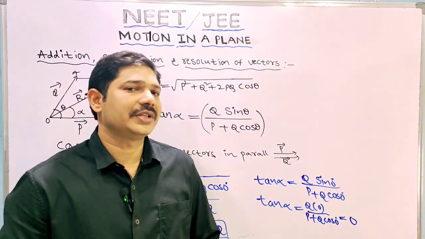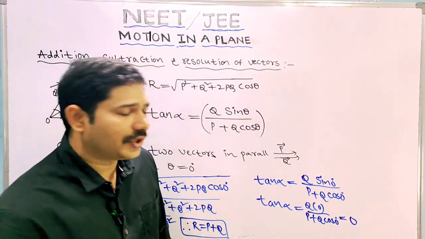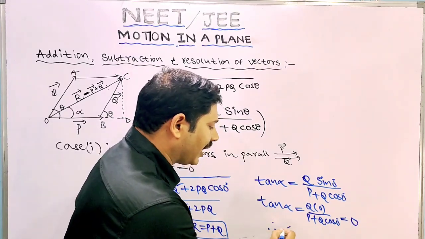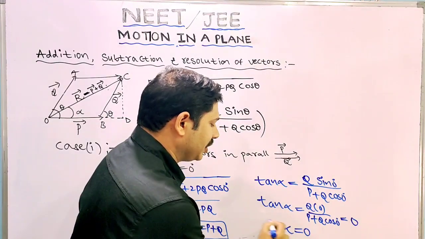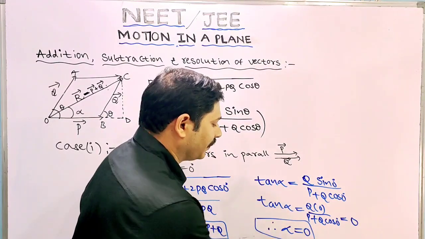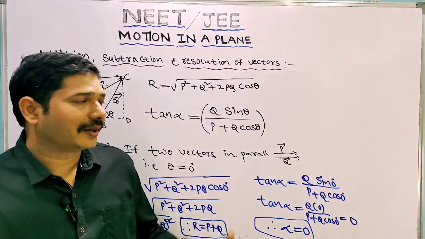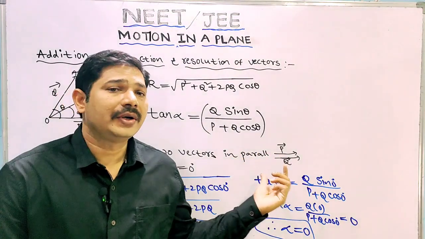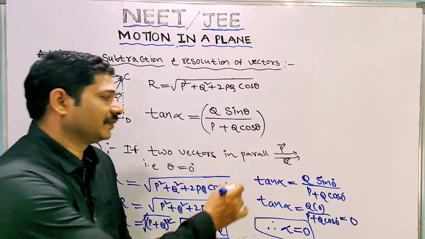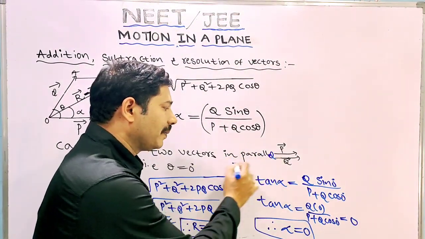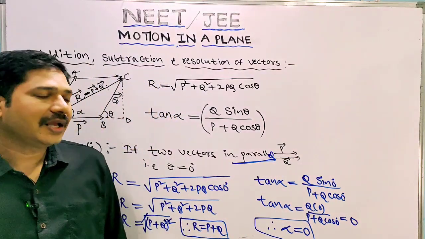In the tan function, when do we get 0? For 0 degrees only. Therefore, alpha equal to 0. Alpha value is 0. So there is no direction. Alpha value is 0 when two vectors are parallel. When two vectors are parallel, these are the cases.